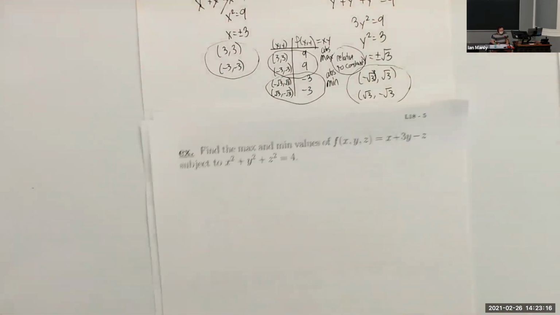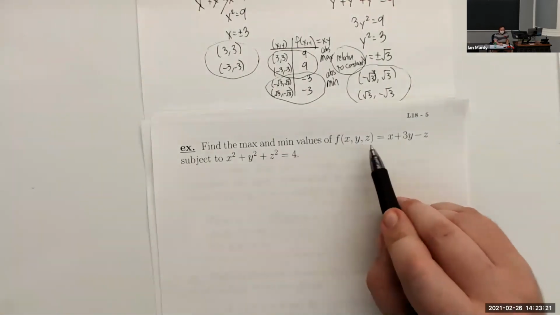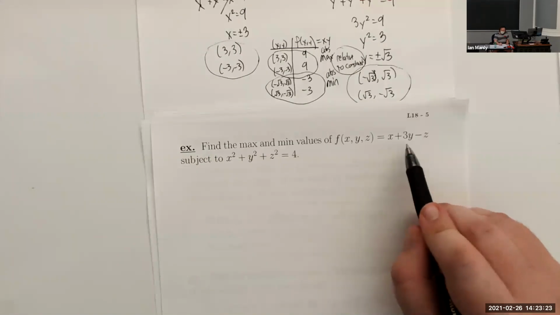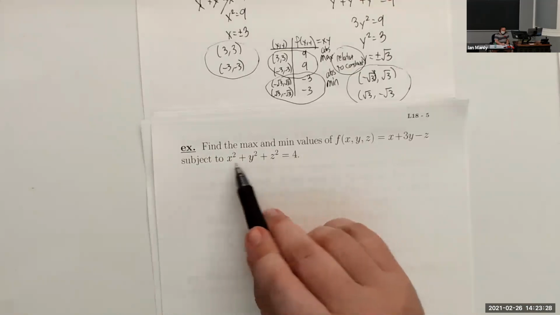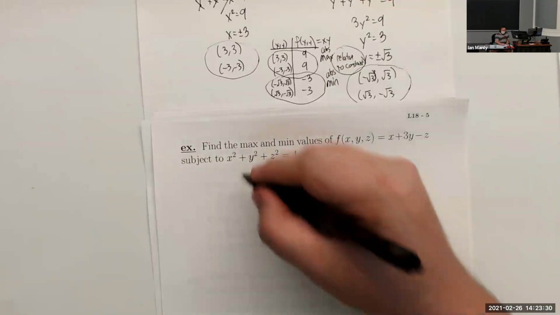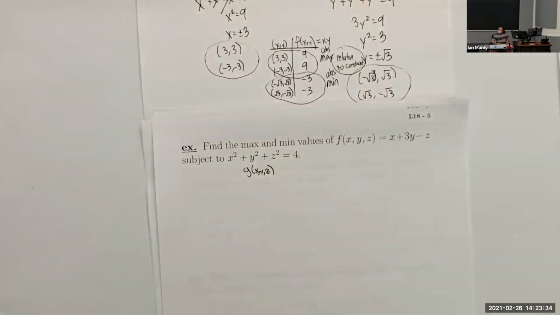All right, so let's go ahead and try another one of these. Find the max and min values for f of x, y, and z this time is x plus 3y minus z, subject to the constraint that we're on a sphere of radius 2. All right, so this will be our g of x, y, and z right here.